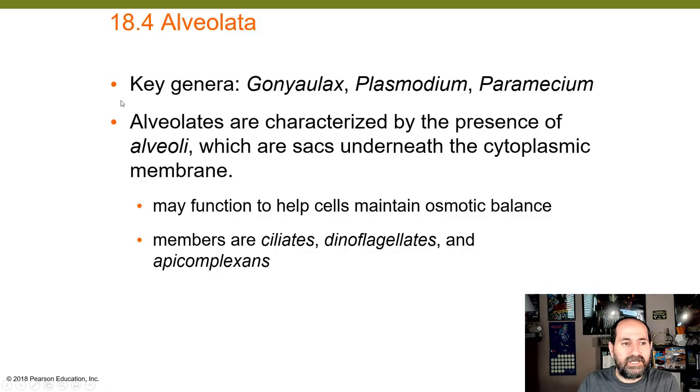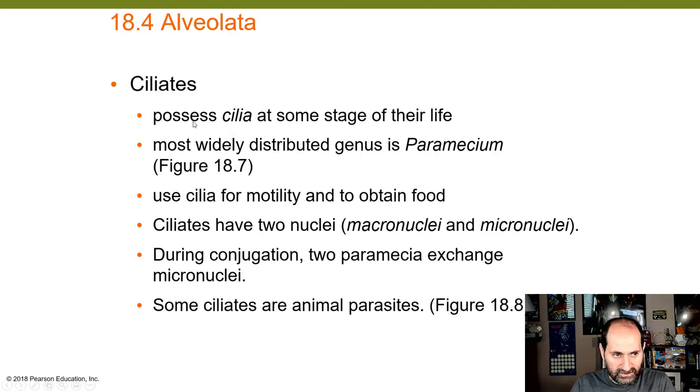Moving on to the Alveolata. Remember the group Alveolata? Alveolates are characterized by the presence of alveoli, which are sacs underneath the cytoplasmic membrane. These sacs may function to help the cells maintain osmotic balance. Okay, and here are some of the members we're going to discuss: the ciliates, the dinoflagellates, and the apicomplexans. So let's look at these ciliates. Ciliates possess cilia. Remember, cilia are short, hair-like extensions of the cell, which aid in motility.